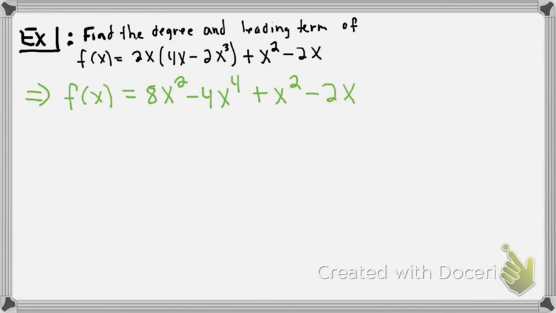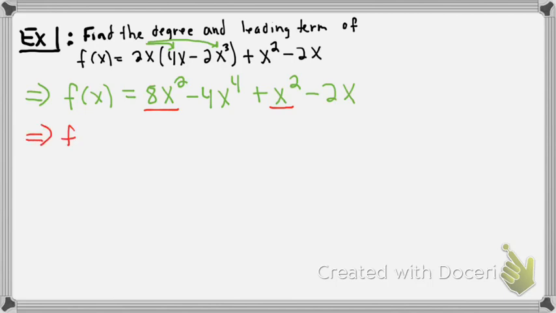Okay, so the first step then was to distribute this 2x through the parentheses, and you would get an 8x squared minus 4x to the fourth, and then the terms on the outside, you still have x squared minus 2x. The next step will be to combine any like terms. So notice we have two x squared terms. We have the 8x squared and the x squared.